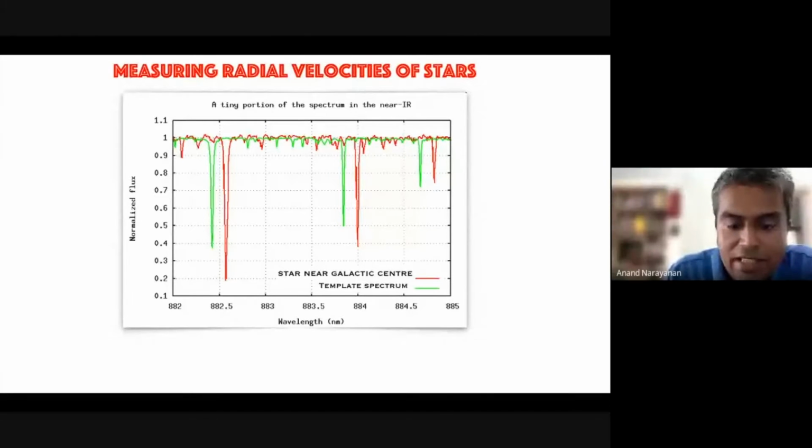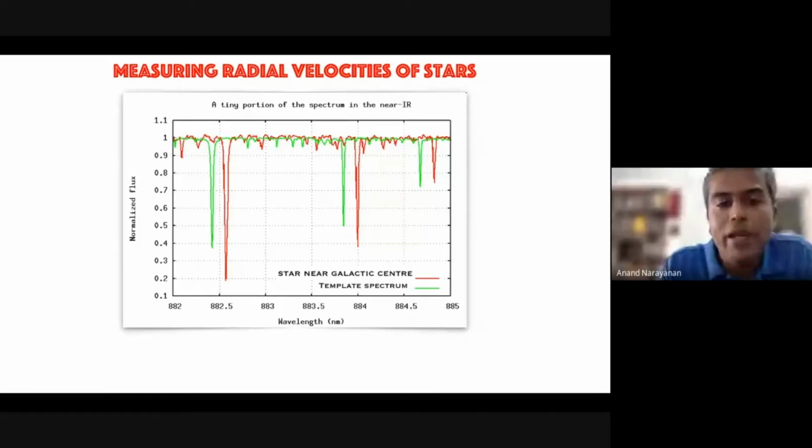Okay, so the x-axis is wavelength in nanometers, that's written here. These are the wavelengths in which we measure these lines. And we find that for this particular star that's very close to the galactic center, those lines are present, but they are not present where they are supposed to be, but they are a little bit offset. And the reason for that offset is the star is moving relative to us.